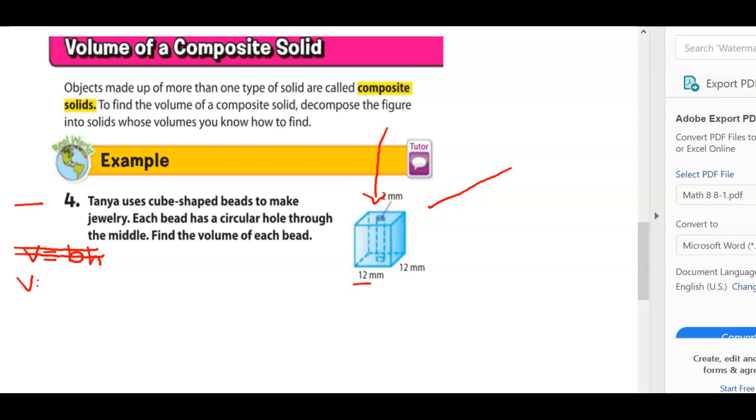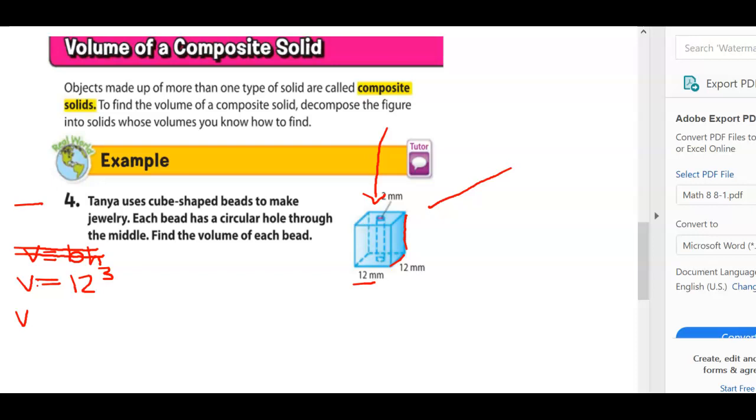So what we have here is 12 across the bottom, 12 across the side here, and another 12 going up here. So the volume there is just going to be 12 to the third power. And I think you probably covered this in 6th or 7th grade. So the volume of that cube is just going to be 1728.